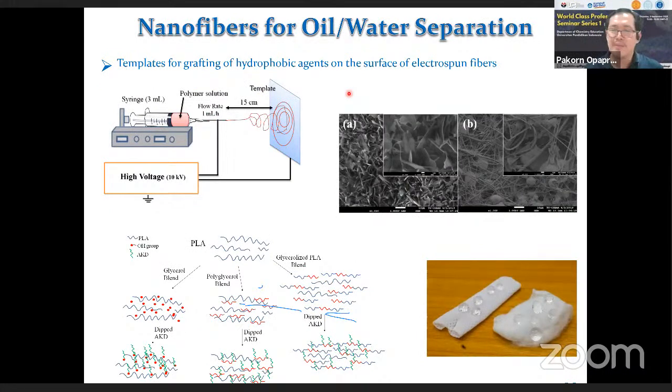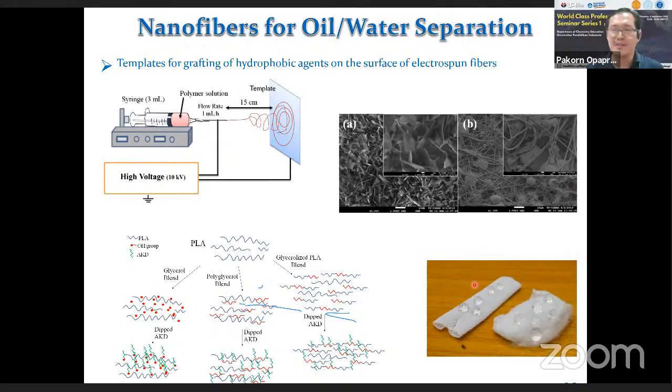Another important application I want to show here is we can apply this as a template material for making nanofiber that shows super hydrophobic properties. This nanofiber with super hydrophobic properties, meaning that they hate water. Water cannot penetrate the fiber, but they like oil very much. So they can absorb oil very fast, but repel water.